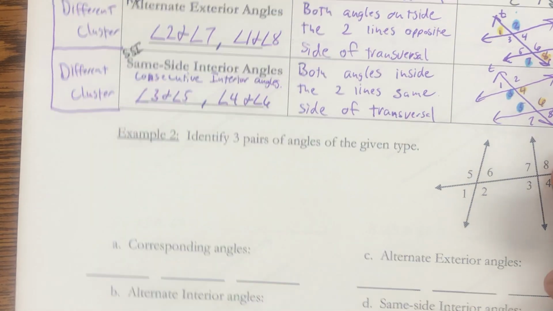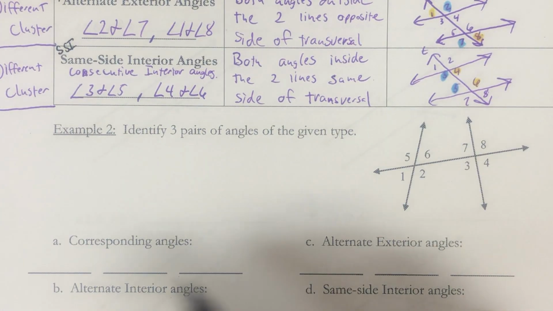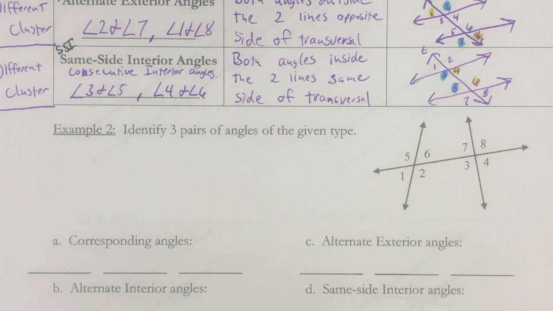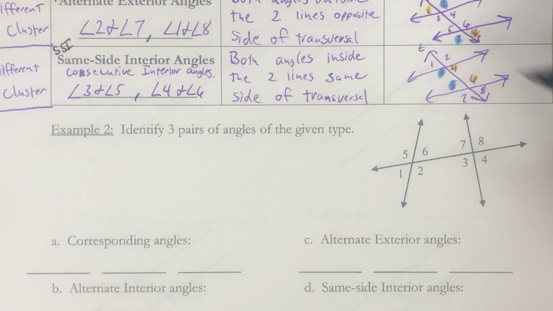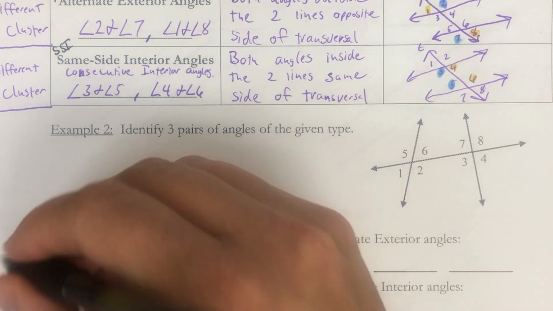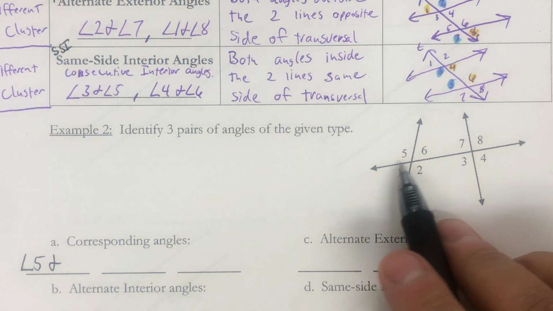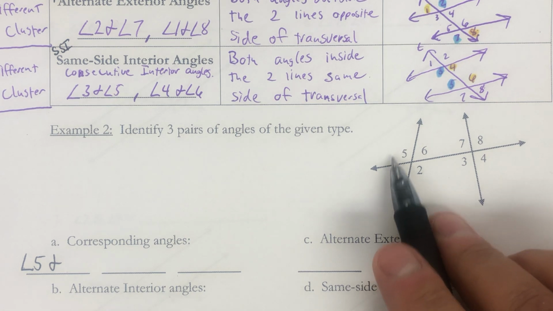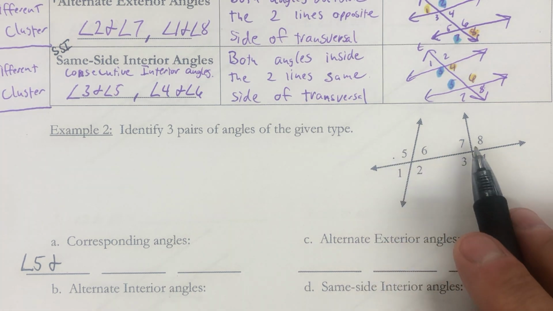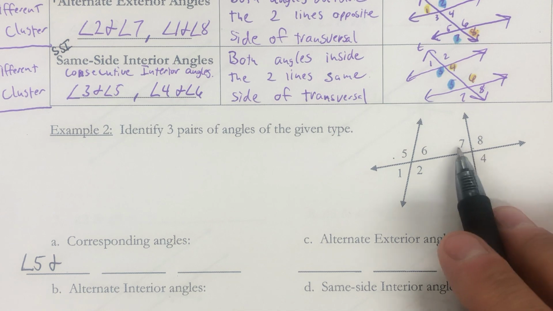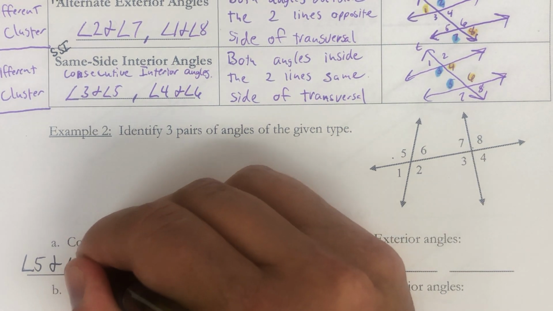We're just going to talk about it a little bit differently. So, corresponding angles first. It says 3 pairs of corresponding angles. So here we go. Corresponding angles. If I chose angle 5, angle 5 is to the left in the cluster and on top. Corresponding location in the other cluster is to the left and on top. That would be angle 7.